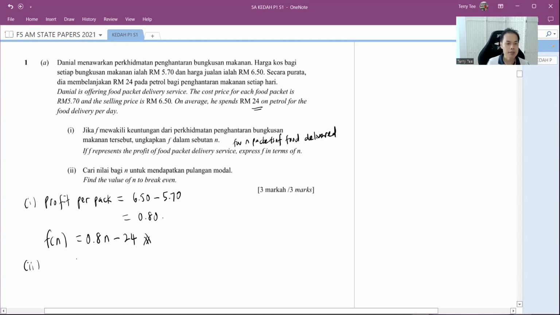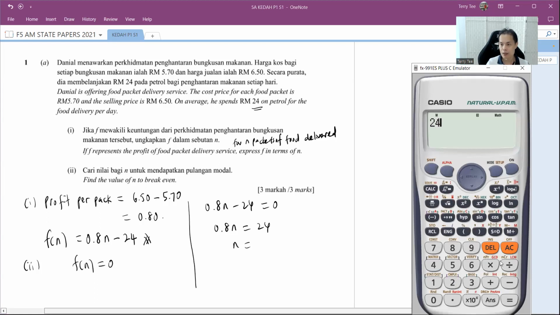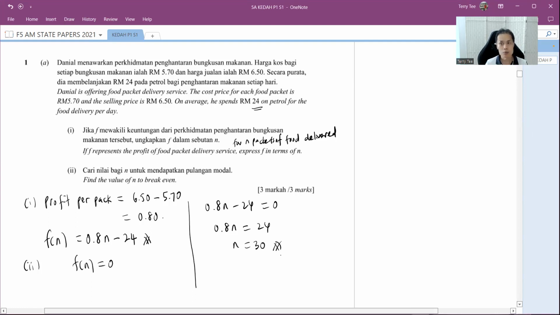So to break even, that means your Fn must be 0. If your Fn is 0, you take 0.8n minus 24, let it be 0. 0.8n equals 24. n is 24 divided by 0.8. If you're not sure, you can use a calculator. It's a matter of switching the decimal. 24 divided by 0.8 is actually 240 divided by 8, which is 30. You can use a calculator, and it's 30. That means he has to deliver 30 food packets per day to break even. Break even means you don't lose money, you don't make profit. All right, that is number 1A.